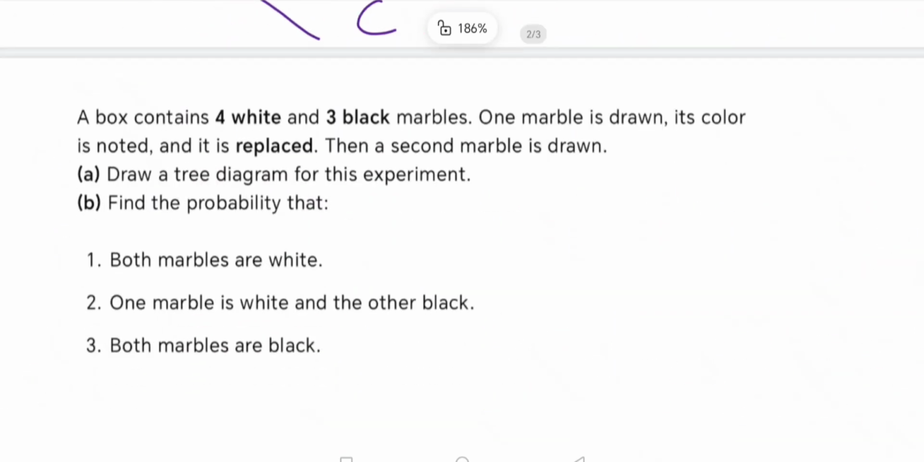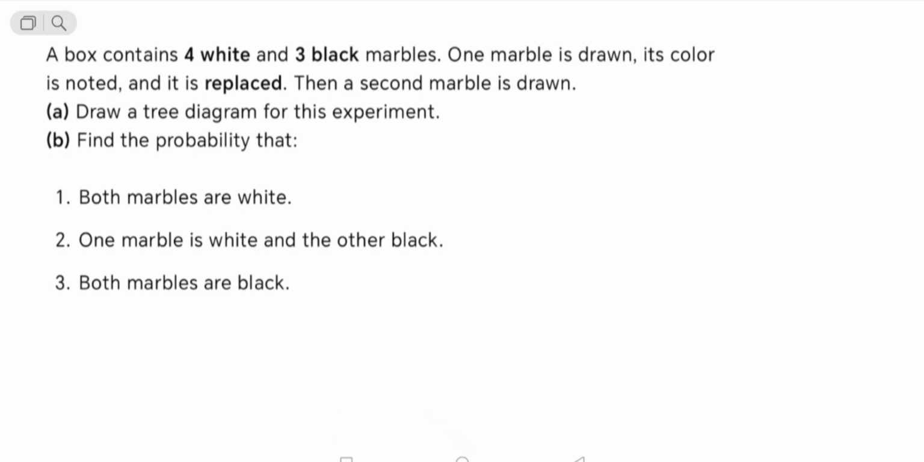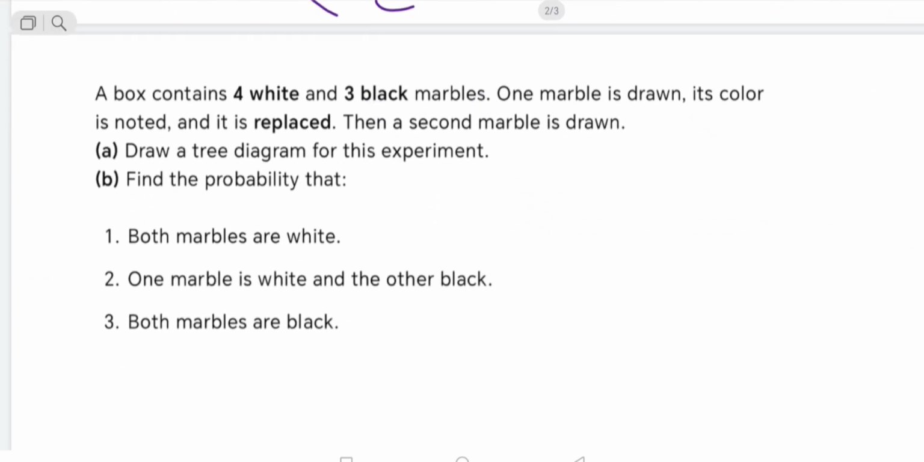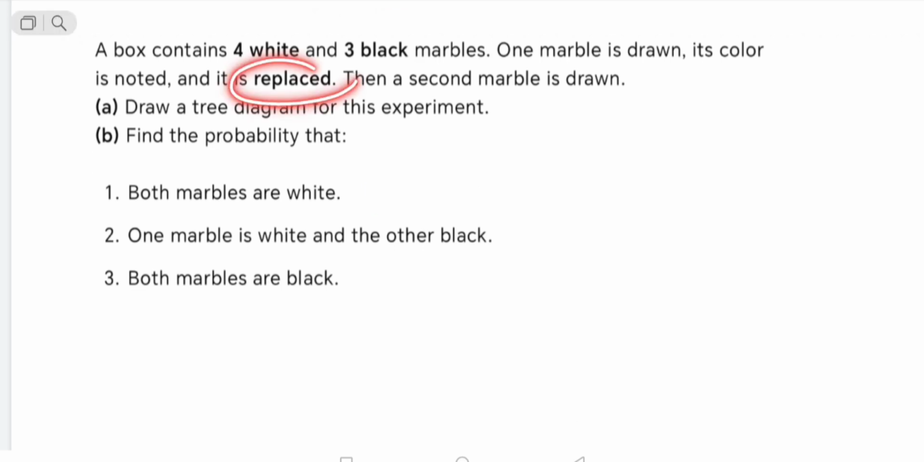Now we will solve the next question with replacement. That one was without replacement. So look here, the question: a box contains 4 white marbles, 3 black marbles. One marble is drawn, its color is noted, then it is replaced back. So there is no change in total. In the previous one there was a change in total: the total outcome was 52, and after drawing the first card, the total is 51 because of the change. Here, if replaced back, there is no change in the total outcomes.